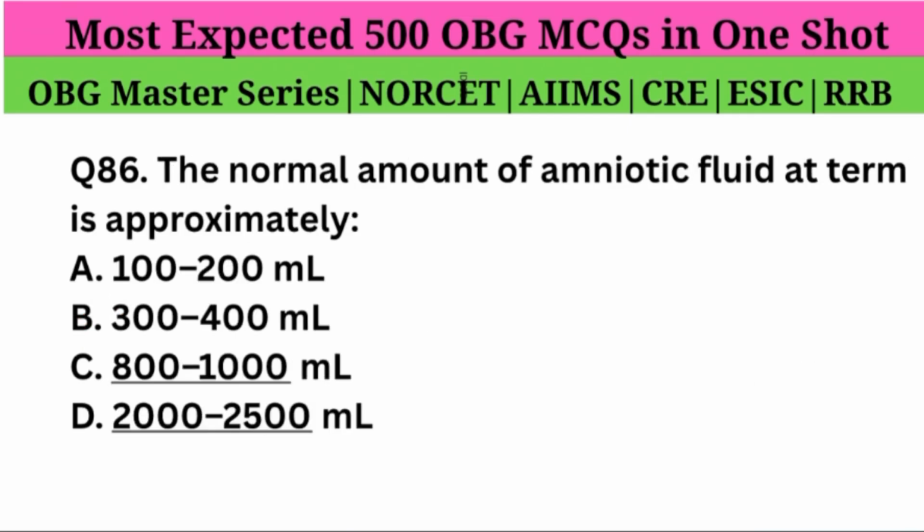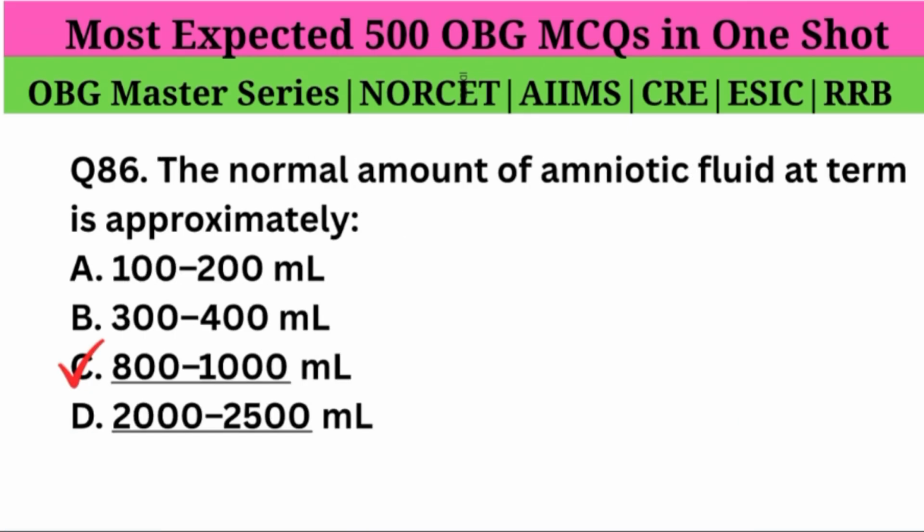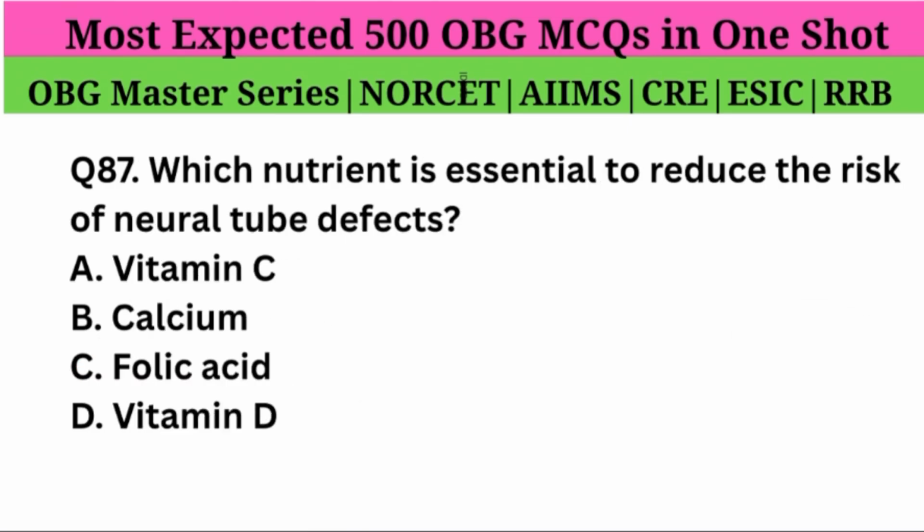Next question, the normal amount of amniotic fluid at term is approximately. Your correct option is option C, 800 to 1 liter. It is 800 to 1000 ml. Next question, which nutrient is essential to reduce the risk of neural tube defect? Your correct option is option C, folic acid.